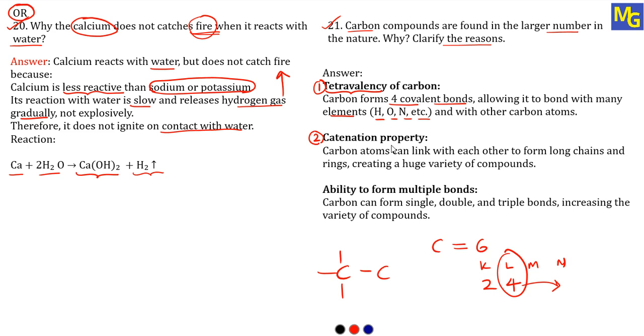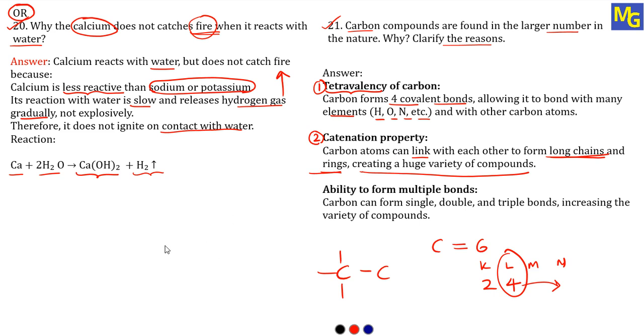So catenation means carbon atoms can link with each other to form long chains and rings, creating a huge variety of compounds. So carbon has the property to link with other atoms, it may be hydrogen, oxygen, nitrogen, or it may be a carbon. It forms long chains, it forms branched compounds, it forms rings, and due to that it forms a huge variety of compounds. This property is called the catenation property.